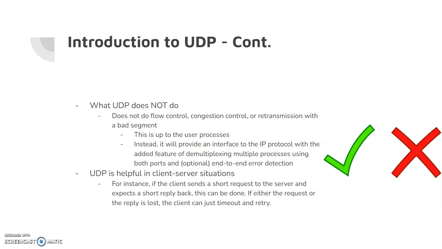That being the case, UDP is helpful in client-server situations. For example, a client sends a short request to the server and expects a short reply back, and this situation can be done. If either the request or the reply is lost, the client can just time out and retry. This is an example of why UDP is helpful in a client-server situation.